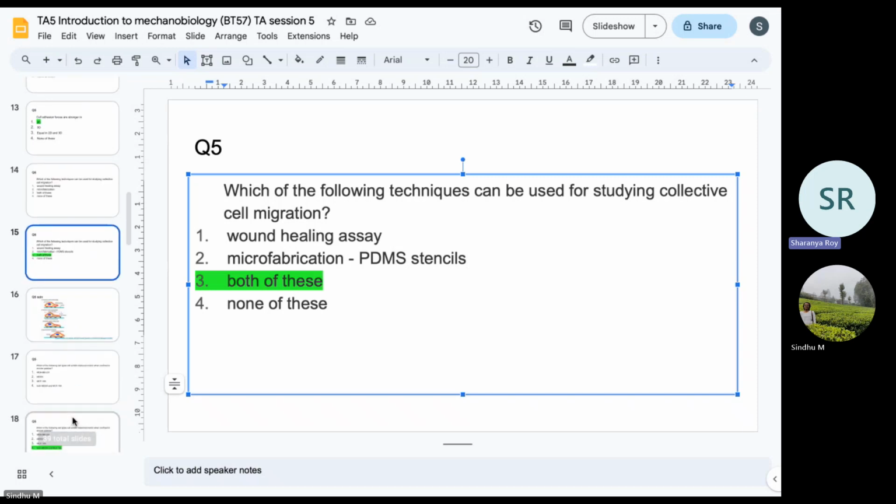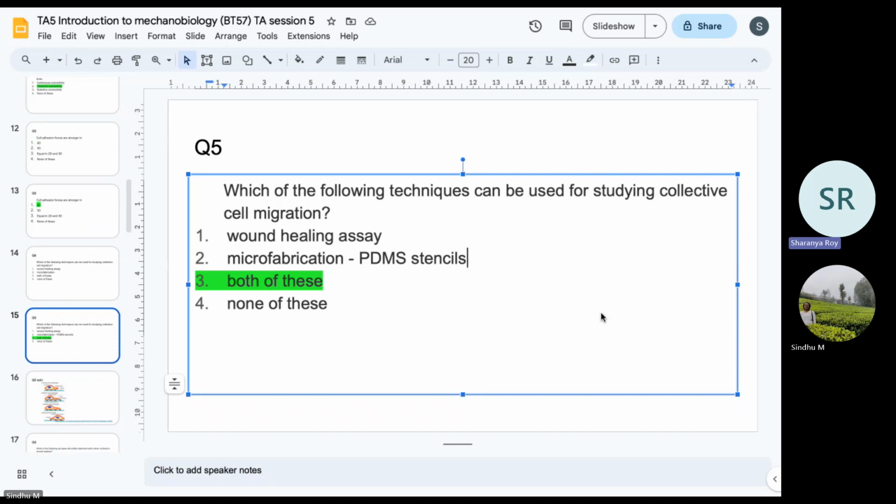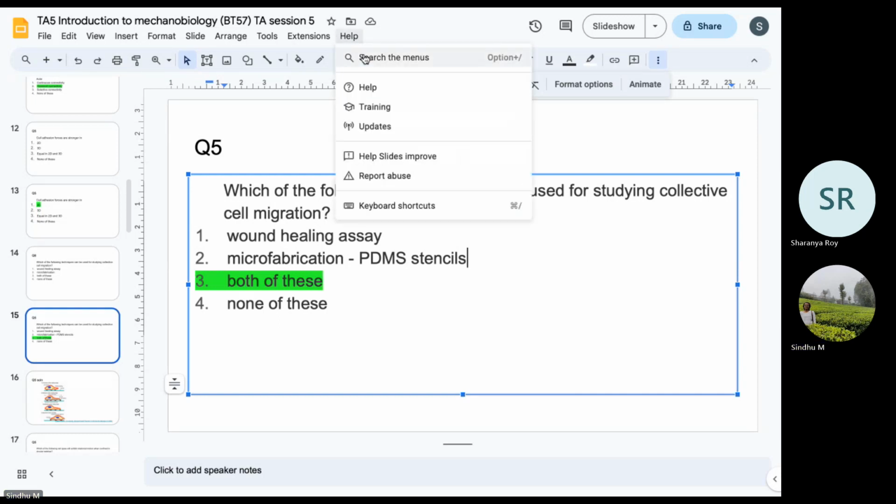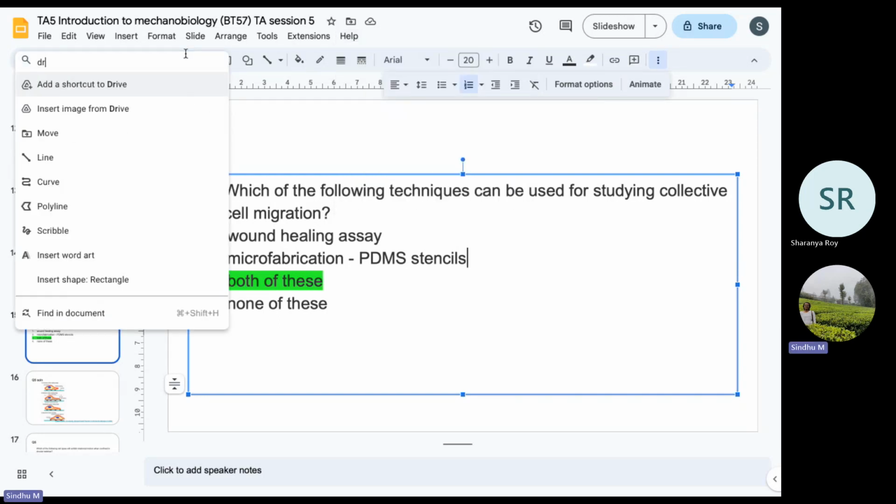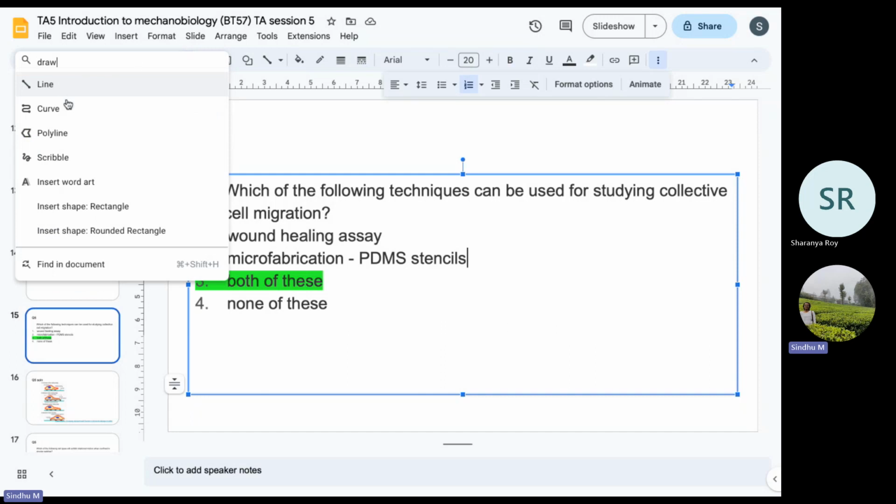Can you please repeat once more about those things, wound healing assay and microfabrication, a little bit? Okay, actually, do you know if there is a draw option in this Google Slide? I'm not able to find it. Then I can draw and show. That will be easier. Okay, it is not there.